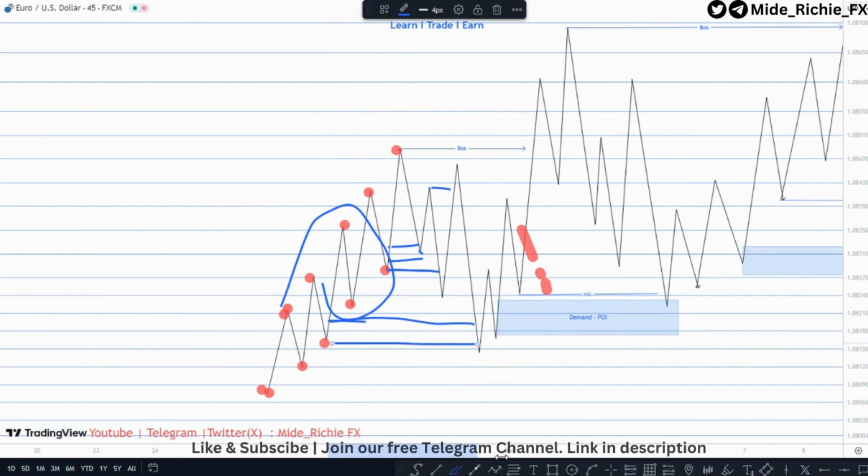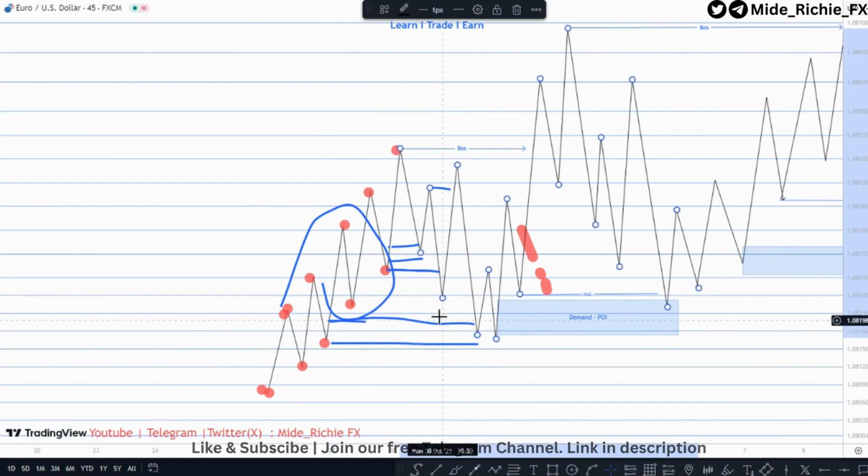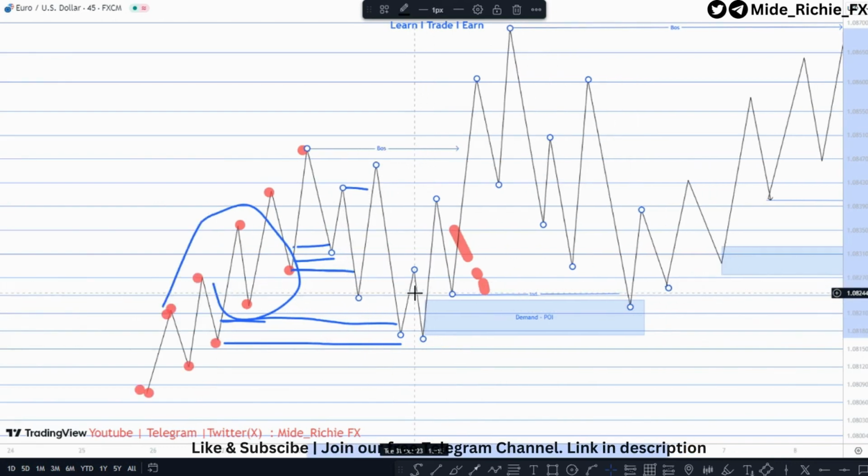Okay, so now we just wait for the market to come mitigate it, right? But we should keep in mind that the market is not going to turn bearish just because of this internal change of character. Bear in mind that this internal change of character is just for a retracement, for the market to mitigate its normal point of interest before it continues its normal trend. All right.